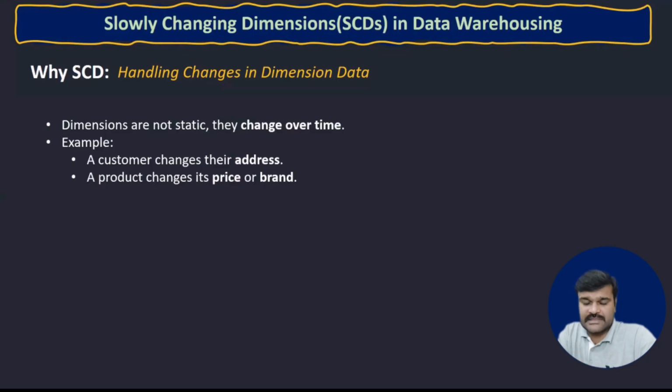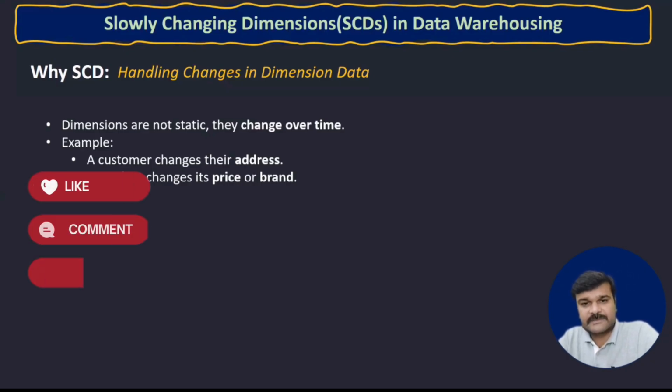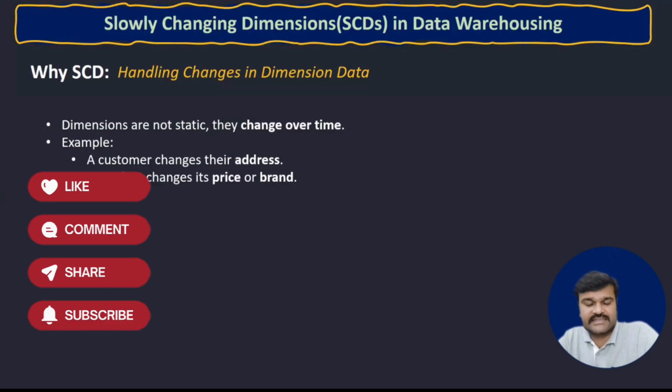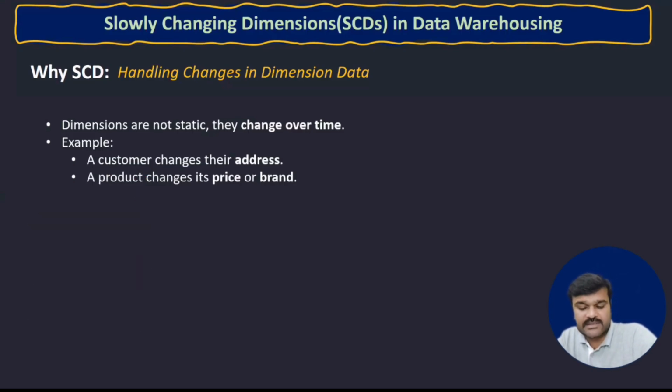Suppose you take a customer. That customer has given some address. Then over time he might move to some other place, so the address is going to change. Phone number is going to change. If you take a price, the price of a product is going to change over time, maybe every month. Category might be changing. So in the dimension tables especially, whatever data you have is continuously going to change, but not rapidly. That's why it is slowly going to change.